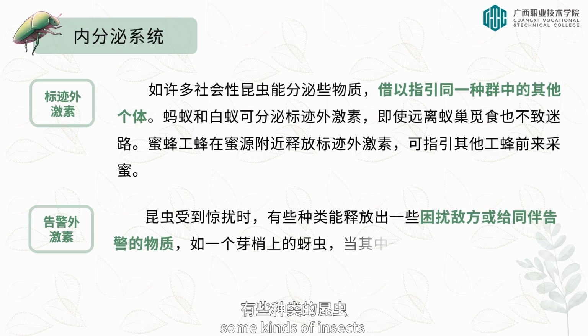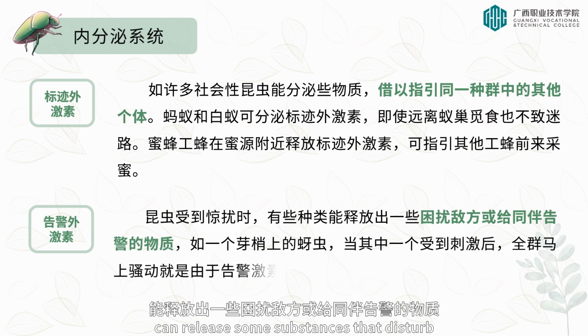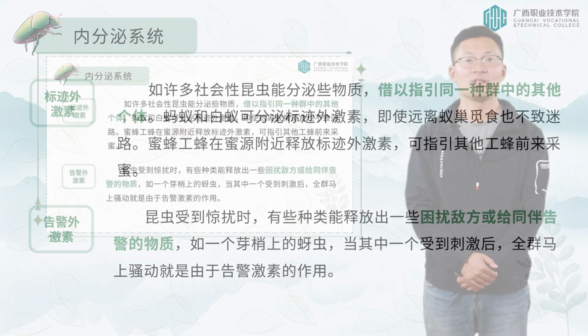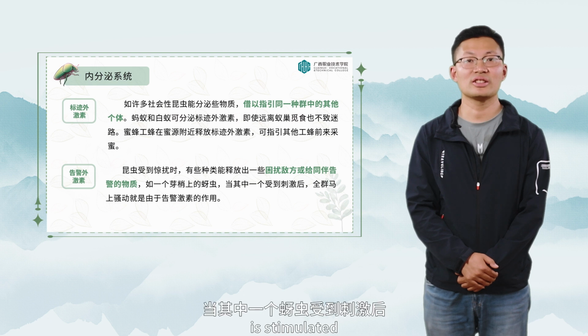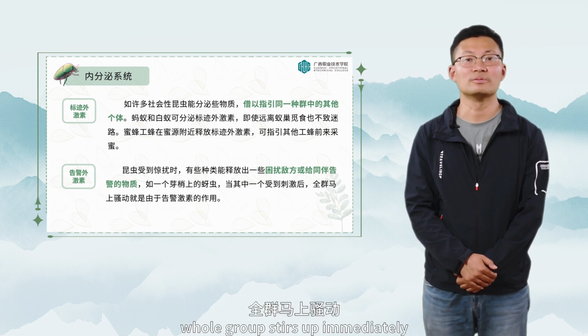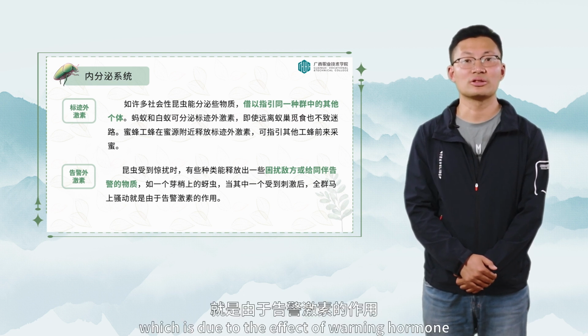Warning pheromone, released when insects are disturbed. Some kinds of insects can release some substances that disturb the enemy or warn their companions. For example, when one of the aphids on a bud is stimulated, the whole group stirs up immediately, which is due to the effect of warning hormone.